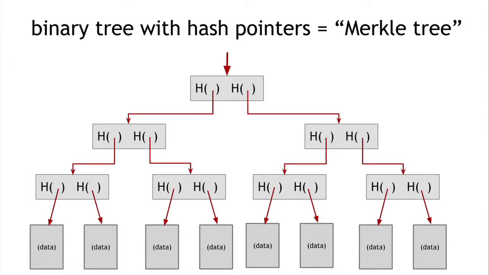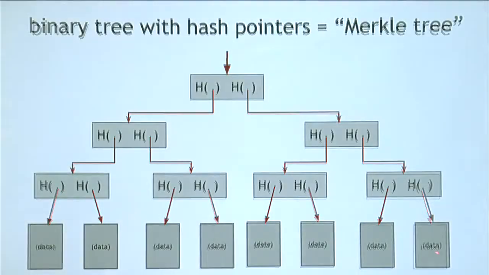We can build a binary tree with hash pointers, and this is called, in the jargon, a Merkle tree, after Ralph Merkle, who invented it. And the idea is this. Suppose we have a bunch of data blocks, which we'll draw across the bottom down here.